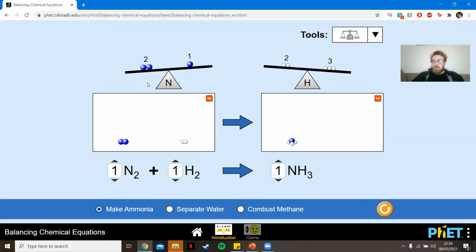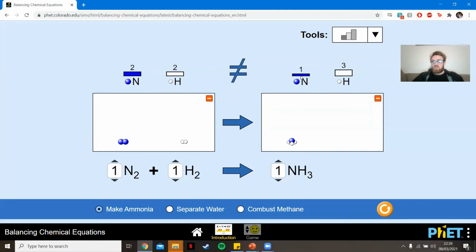Okay, it's unbalanced. It's leaning more towards one side than the other. Or in other words, there's 2 nitrogens and 1 here, there's 2 hydrogens and 3 here. It's not the same. What we can do is we can multiply the number of molecules that are in our equation. So the easiest thing to do first is to look at the nitrogens. So if there's 2 here and there's 1 here, well, what if we just had 2 NH3s?